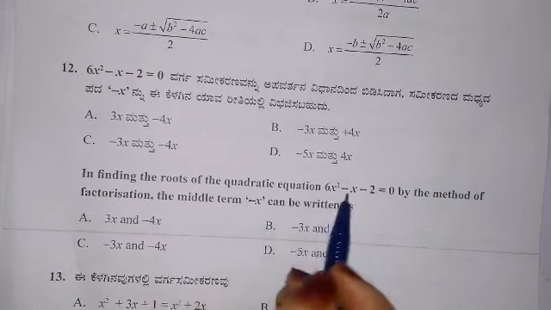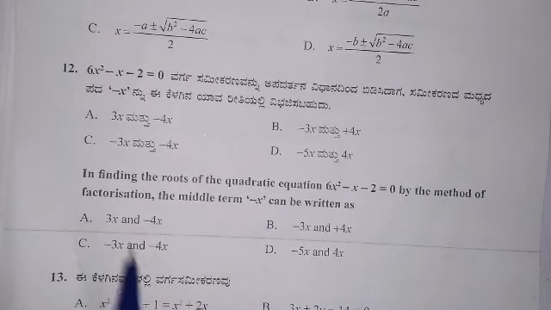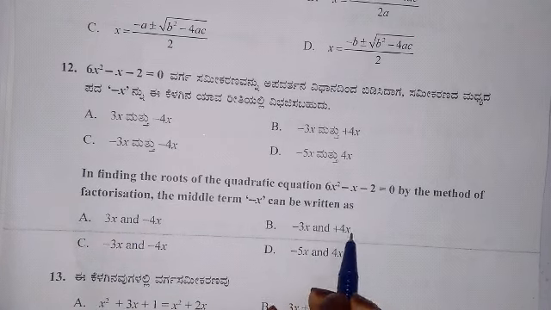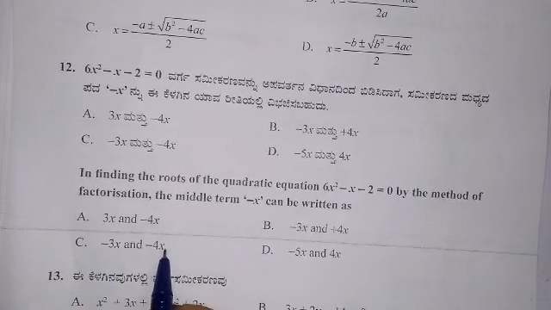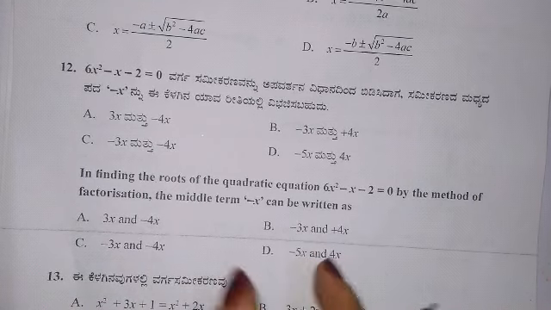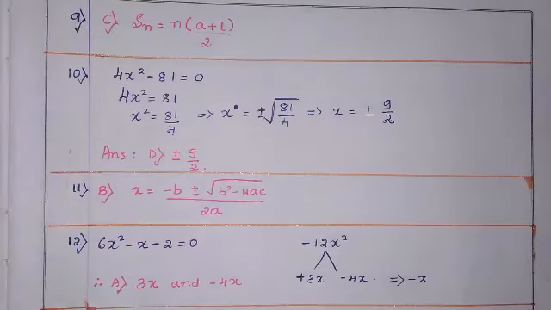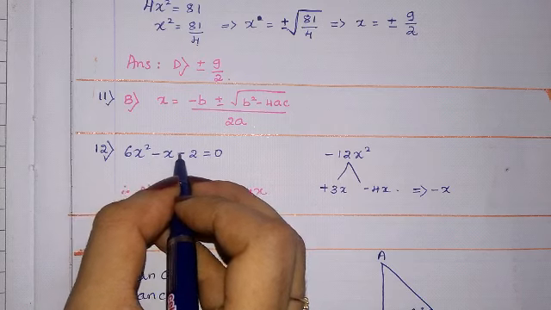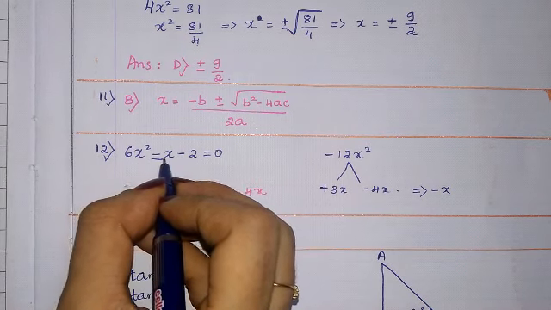The middle term minus x can be written as here 3x and minus 4x, minus 3x and plus 4x, minus 3x and minus 4x, minus 5x and 4x, they have given. We know how to find the factors. So here this is the question, 6x square minus x minus 2. In place of minus x, what we have to write?